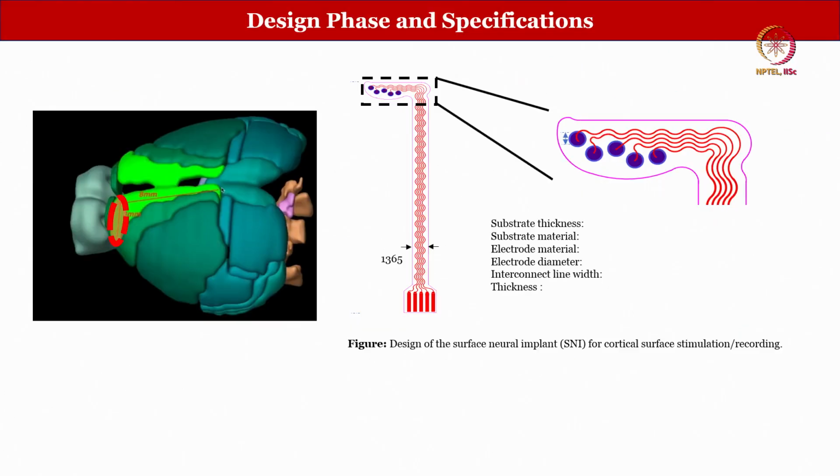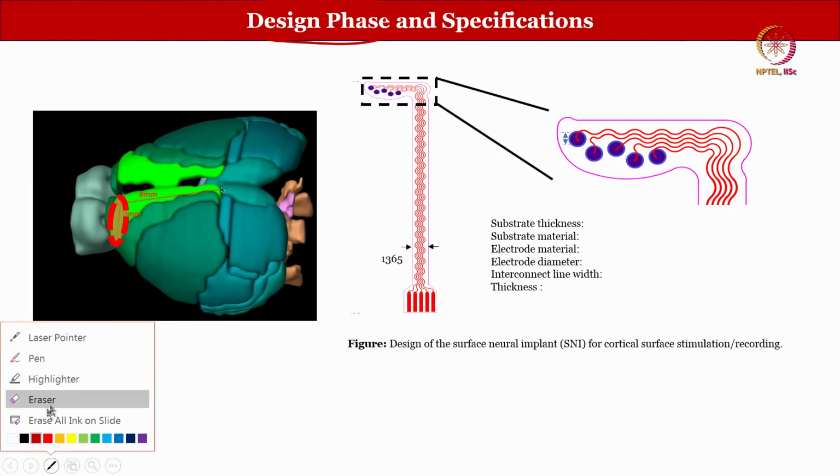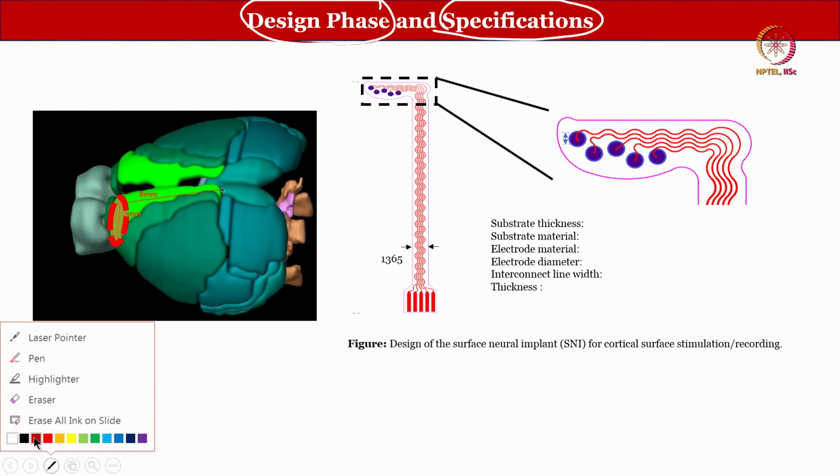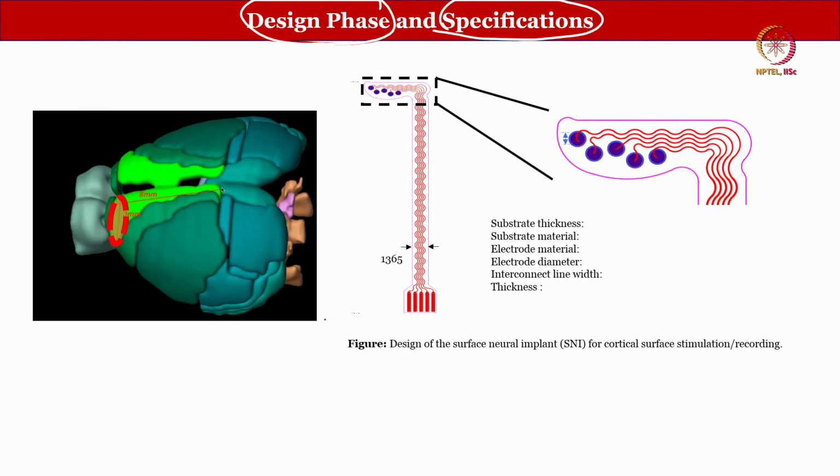Now, I am going to discuss some of the perspectives of how to get started. So, look at the next slide. The first thing is to design a device, and this design phase is important. Let me change the color. The first thing is your design phase and specification, which should be very clear. When I say design phase, what does it include? It means: what is the area of interest in the brain?